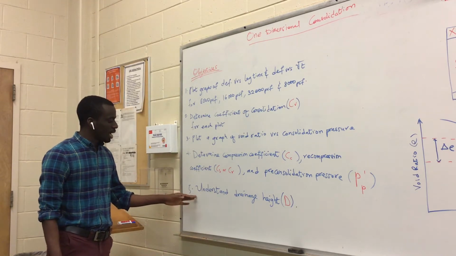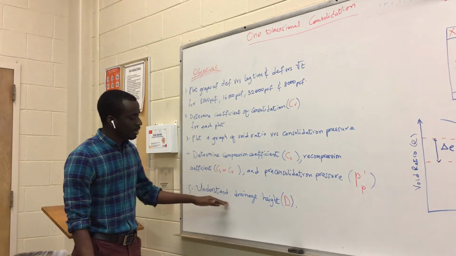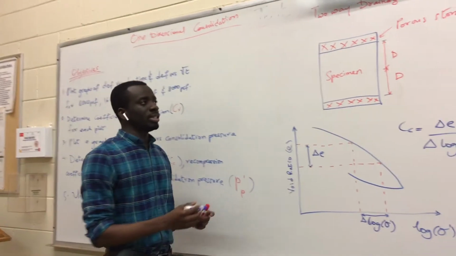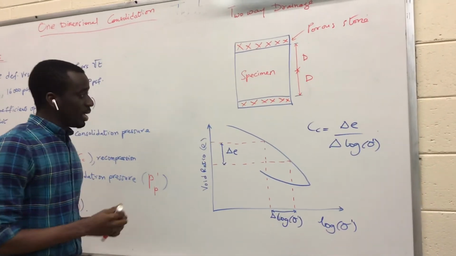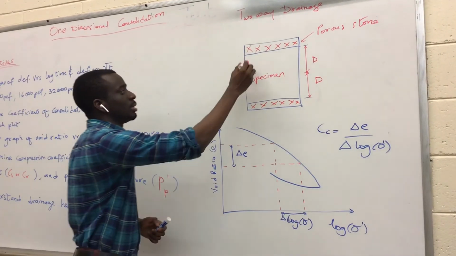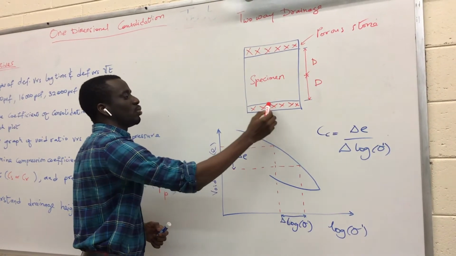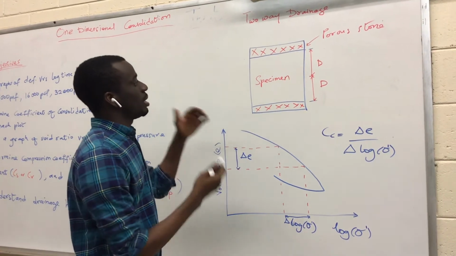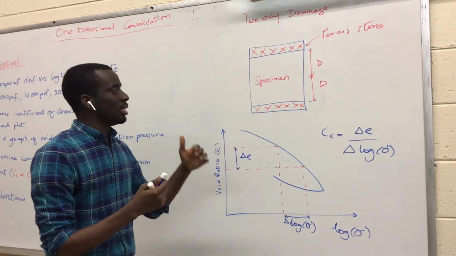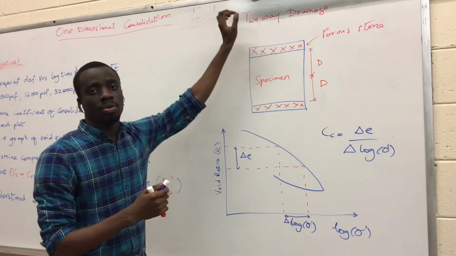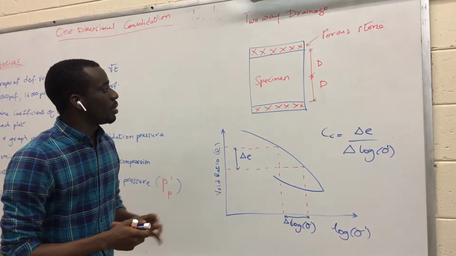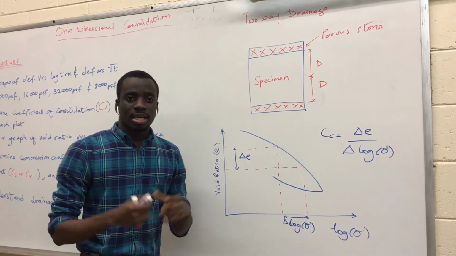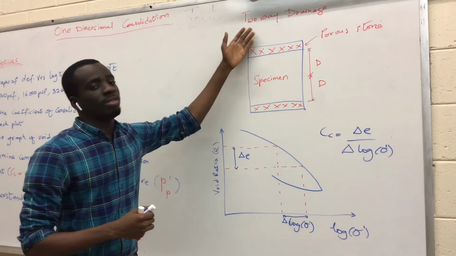The fifth point simply asks us to be able to understand the drainage height, D. Now, to illustrate that quickly, I'll move on to this diagram over here. And this is my specimen right here. This is my specimen. And these two are what we call the porous stones. They are porous stones because when we set up the sample, we expect the expulsion of water to occur through the porous stones. Now, we have two types of setup. We have the one-way drainage and the two-way drainage. In this lab, however, we are going to treat the two-way drainage.